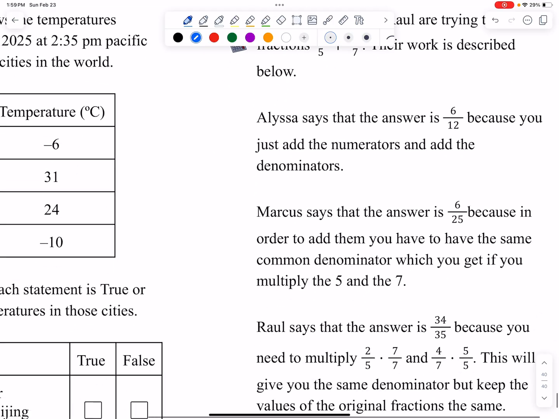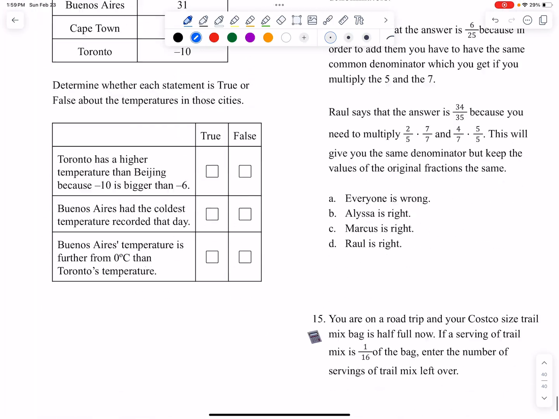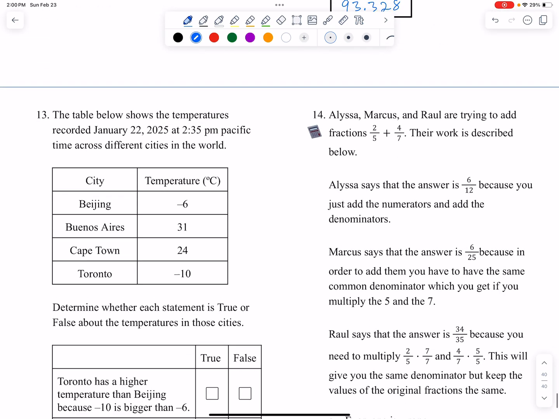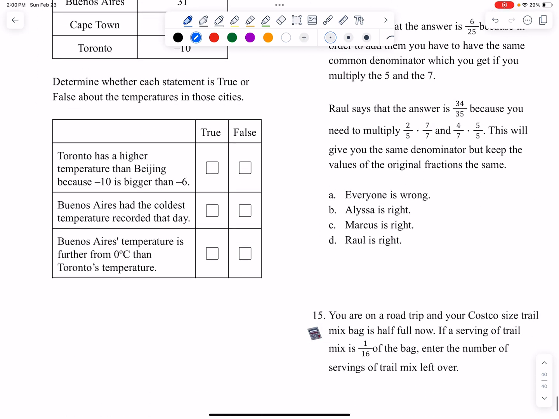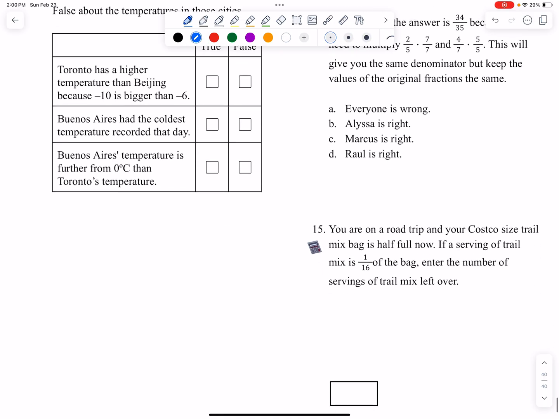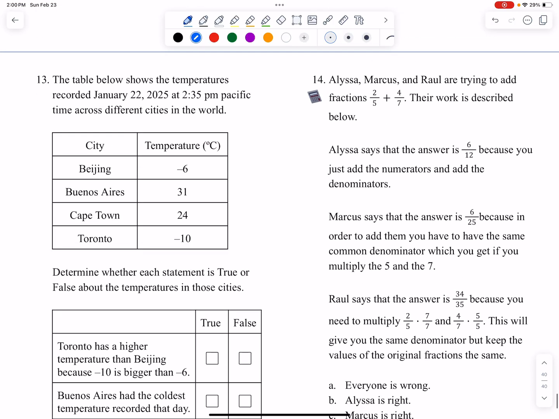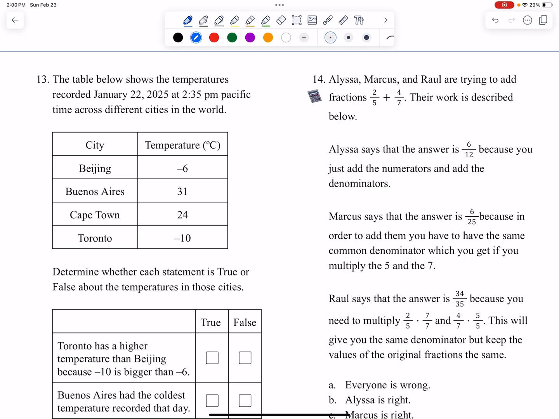All right, last page, please. Yes, last page, guys. So last couple problems here. Last 3 problems. They look super wordy, but I promise you, usually when they're wordy, they're pretty straightforward. As far as the answer, they just want you to read a lot for some reason. I don't know why. So let's see what I'm talking about. The data below shows temperatures recorded on January 22nd, 2025 at 2:35 p.m. Pacific time across different cities in the world. Yeah, I literally Googled it at that time.